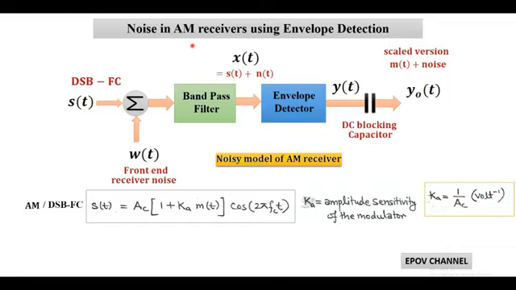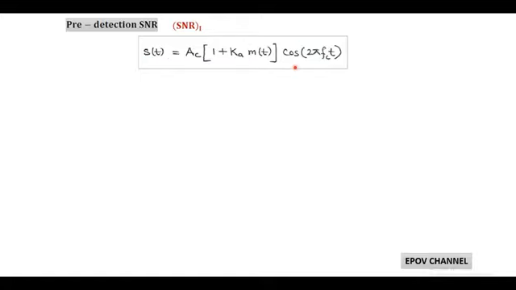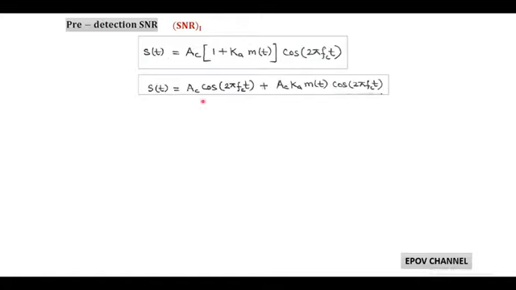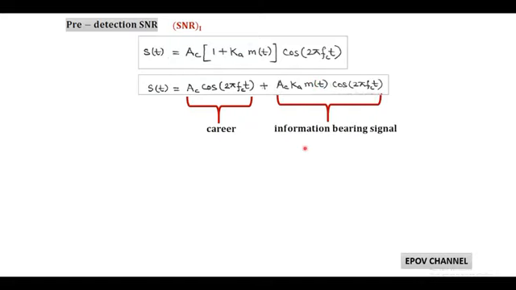After the basic discussion, we move to noise performance of standard AM receiver, also called as envelope detector. For this, we first need to find input signal to noise ratio or pre-detection SNR. So here we consider standard AM, and after opening bracket we get s(t) = Ac cos 2πfct + Ac Ka m(t) cos 2πfct. Here the first term is called carrier and the second term includes a message signal m(t) and is called information bearing component.